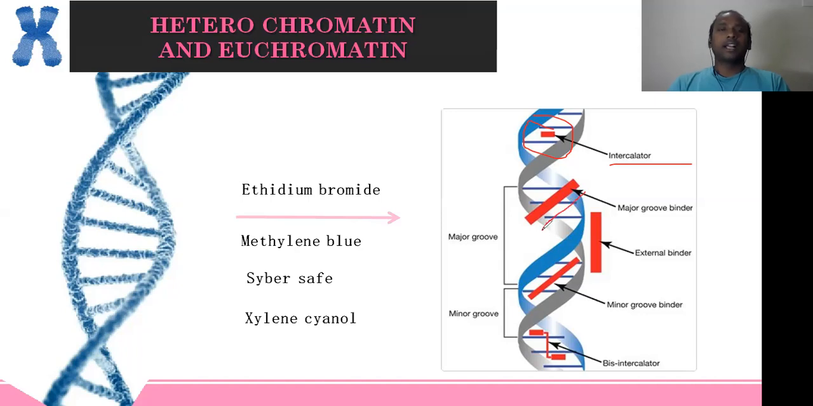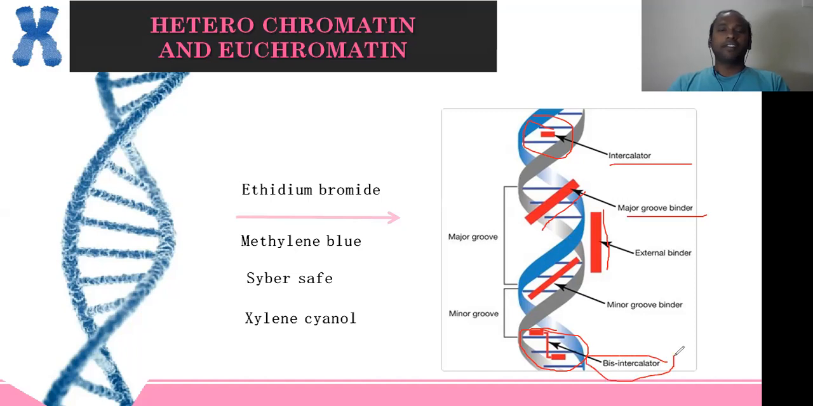Of course, there will be major and minor grooves present in the DNA double helical structure, which I will explain in the coming videos, right? Certain dyes we call major groove binders. This red color indicates dyes that can bind at the exterior, so we call them external binders. And certain dyes bind in between the bases at multiple places, which we call bis-intercalators.